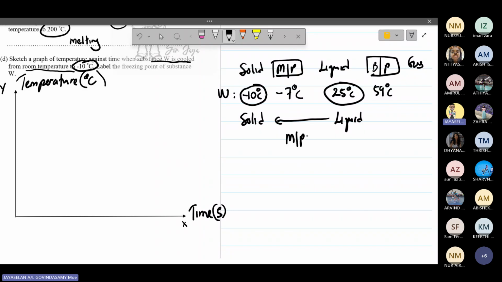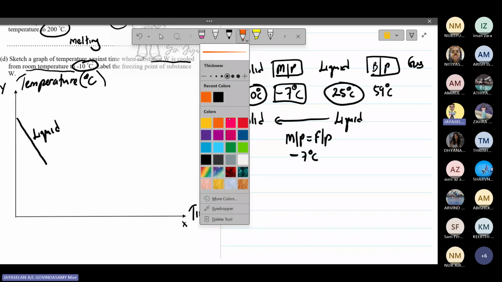Melting point is the same as freezing point. So what is the melting point? Melting point given is -7 degrees Celsius, right? The freezing point is -7 degrees Celsius. So the particle is cooled from liquid to solid. That means in the cooling process, you go down. Okay, you go down. Here the particle is in what state? Liquid. Okay, liquid. Then you see here, this one, you all focus on this part.